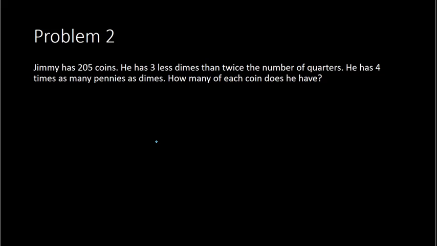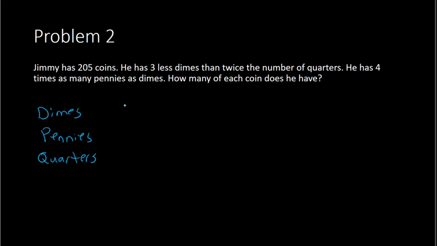Problem 2, Jimmy has 205 coins. He has 3 less dimes than twice the number of quarters. He has 4 times as many pennies as dimes. How many of each coin does he have? So our unknown is how many of each coin does he have? So what coins does he have? Well, he has dimes, he has pennies, and he also has quarters.